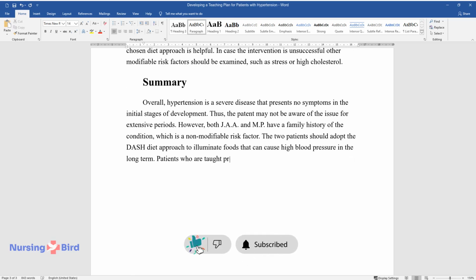Patients who are taught proper dietary procedures can mitigate the risks of hypertension.